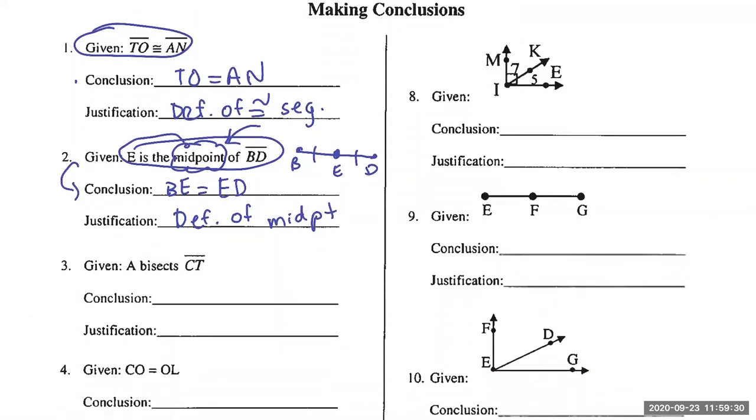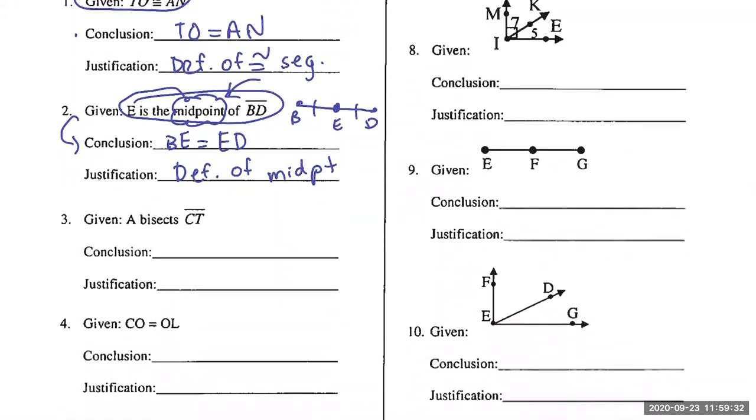Okay, here's a new one, and it's very similar to the other one. This is going to be a keyword, bisects. We have point A bisects CT, so CT and then A in between. If you had to mark something on the diagram for that statement, what would you mark? If A bisects CT, what would you know is true?